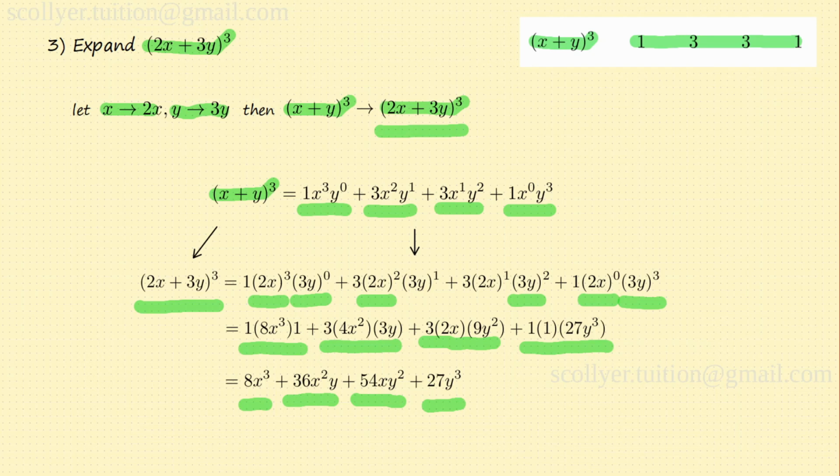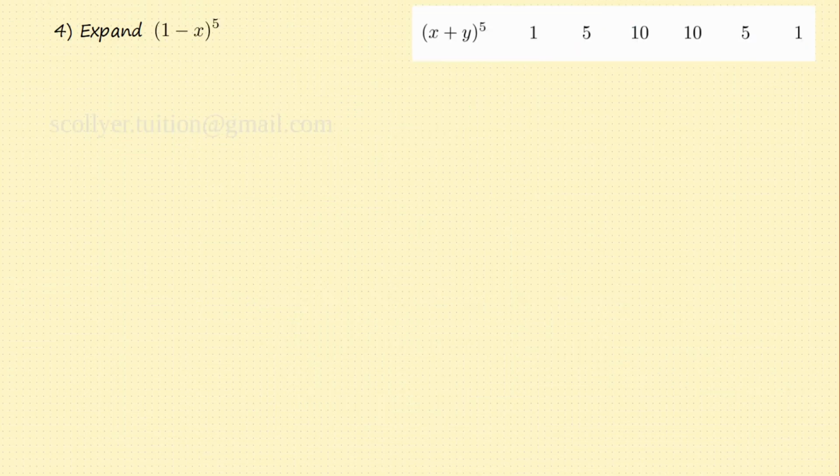Now usually with these binomial expansion problems we start at this point here, i.e. we do the substitutions that I explained explicitly here in our heads, and that's what I'm going to do in future problems. Problem 4. Expand (1 - x)^5.